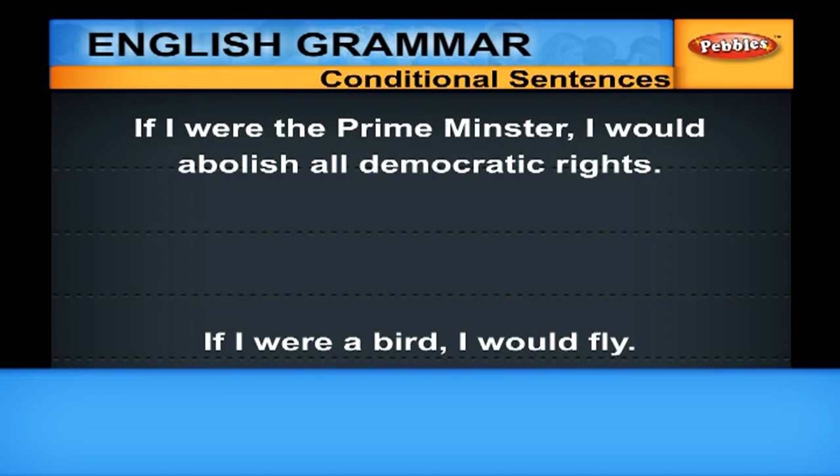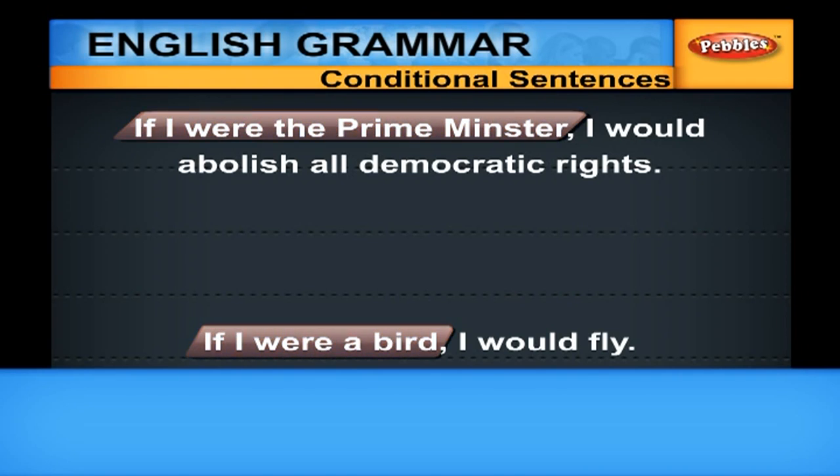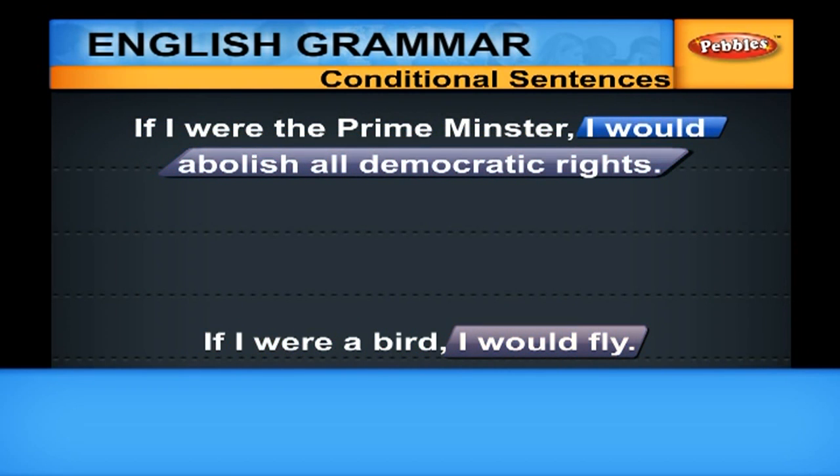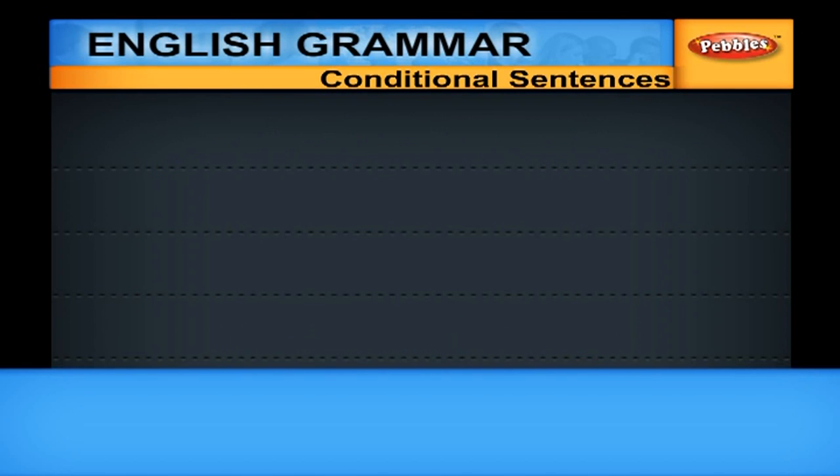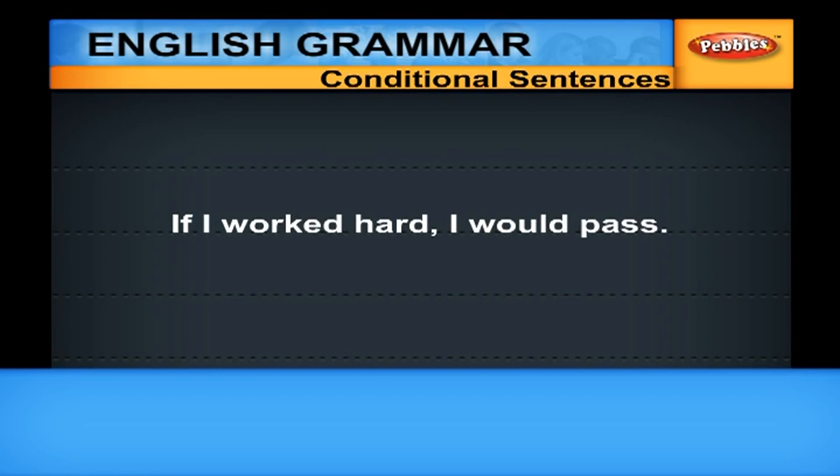In this improbable condition, the if clause will be in the simple past. The main clause will be modal, would, followed by bare infinitive. If I worked hard, I would pass. In the if clause, we make use of simple past. In the main clause, you have would followed by bare infinitive. The implication here is that I am not capable of hard working, so I am not going to pass.